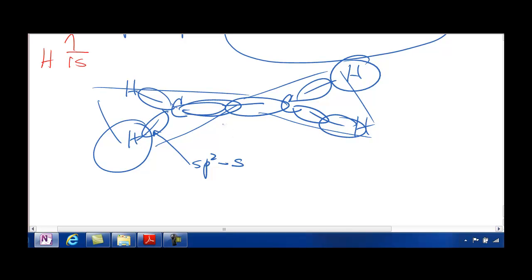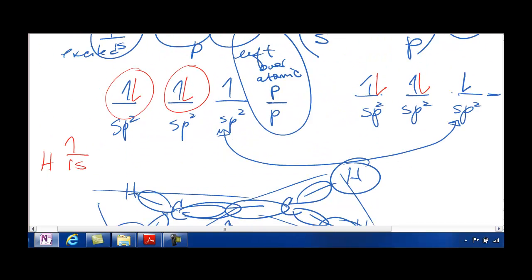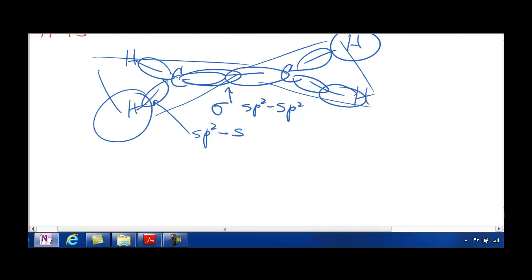Okay, so that right there is my sigma bond. That's an sp2 of the first carbon and an sp2 of the second carbon. But each carbon has a leftover atomic p orbital. So this carbon has a, I'm going to write it in green, this is an atomic p, and this is an atomic p. And that fellow has one electron, and that fellow has one electron.